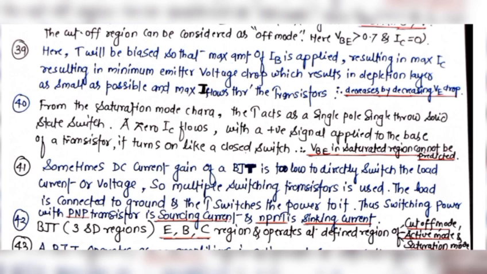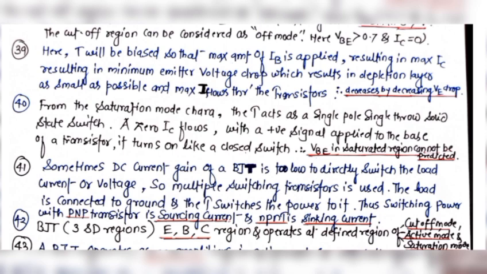Sometimes the DC current gain of a BJT is too low to directly switch the load current or voltage, so multiple switching transistors are used. The load is connected to the ground and the transistor switches the power to it. Thus, switching power with a PNP transistor is sourcing current and an NPN transistor is sinking current.